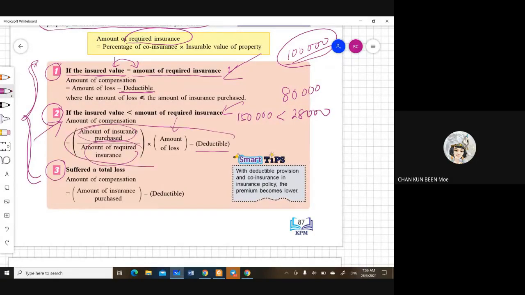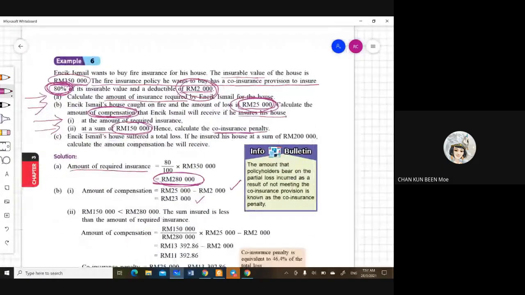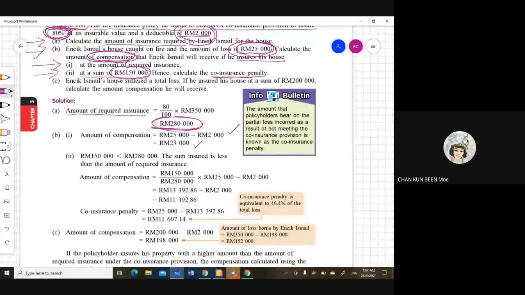So you have to use this formula, whereby the compensation that he gets is 150,000 over 280,000. Then you multiply with the sum of loss and minus the deductible. So after you do the calculation with the calculator, you will get 11,392.86 ringgit.